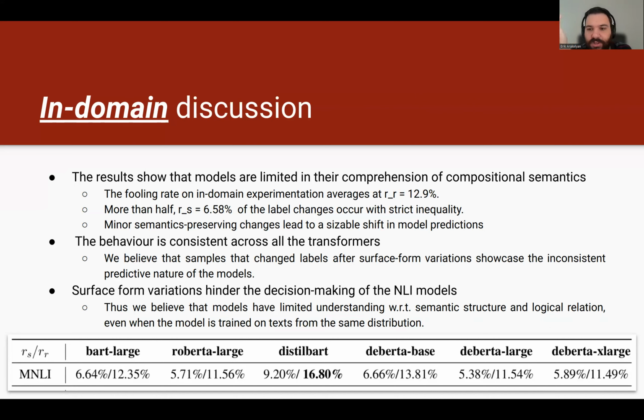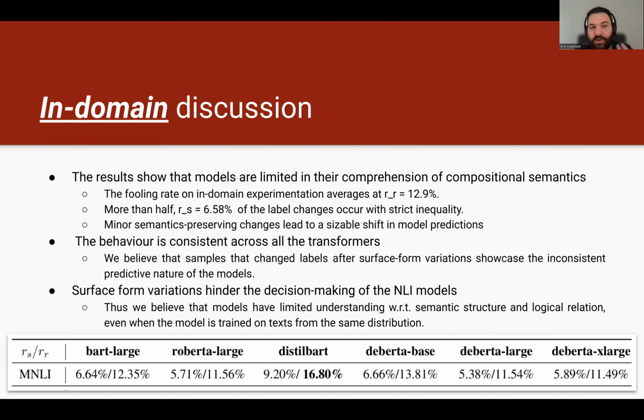This makes us think that surface form variations hide the decision-making of NLI models, which is not something that we have known and not something that definitely should happen. So we have a hypothesis here that we further test using the other experiments, that the models have very limited understanding of what semantic structure is and what it means to have logical relations and so forth.